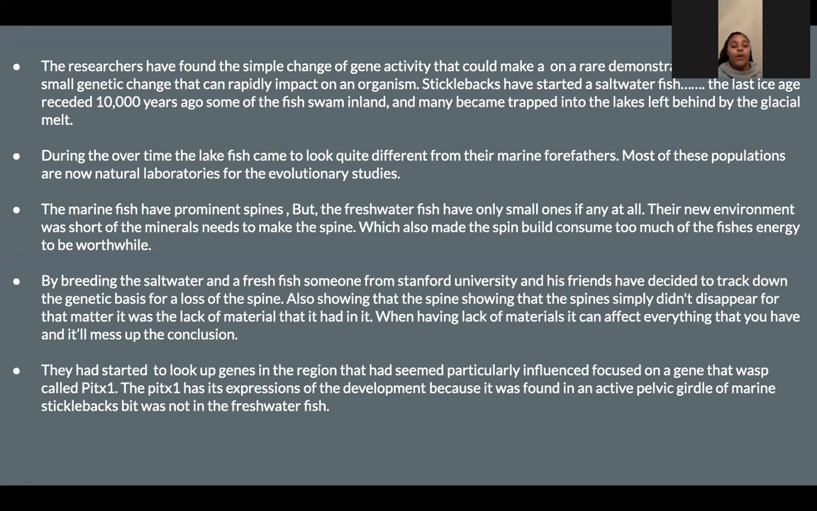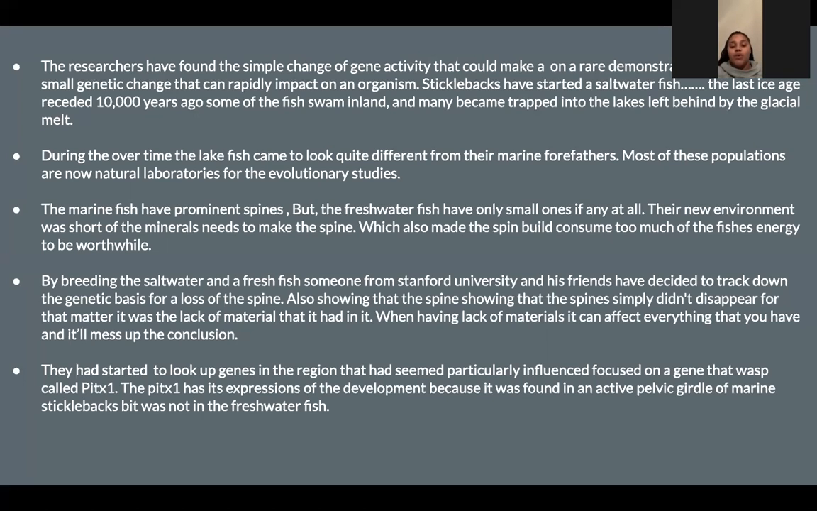For the breeding saltwater fish, somebody had a study from Stanford, and some of his friends decided to track down the loss of the spines. Also showing the similarity of the spines, they didn't appear when they did their project, so it all went down because of the lack of materials.